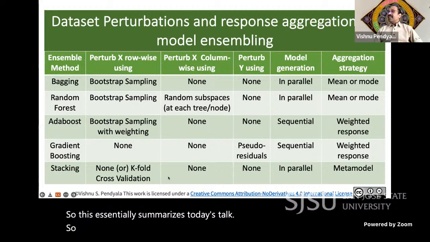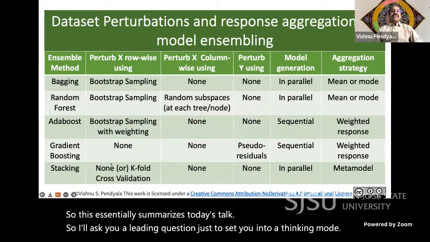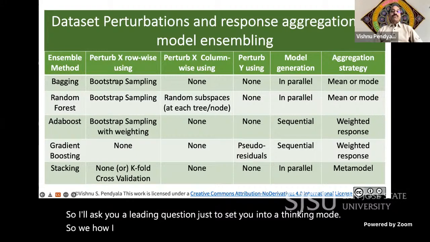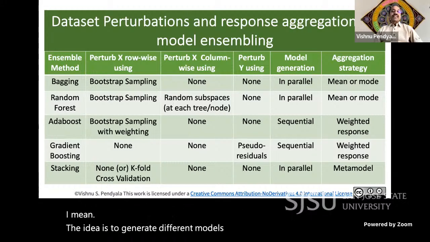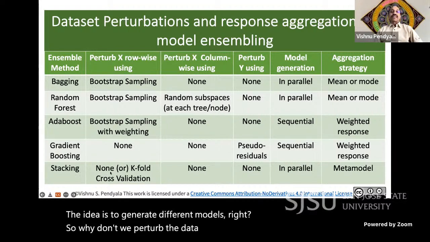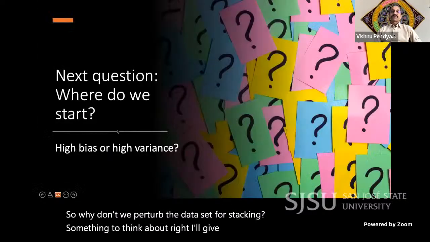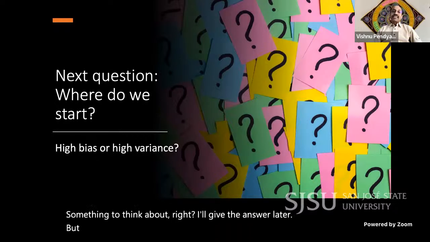I'll ask you a leading question just to set you into a thinking mode. We perturbed X for all other models, but we don't do it for stacking. What is the reason? I mean, the idea is to generate different models, right? So why don't we perturb the data set for stacking? Something to think about, right? I'll give the answer later. But let us look at the next question.